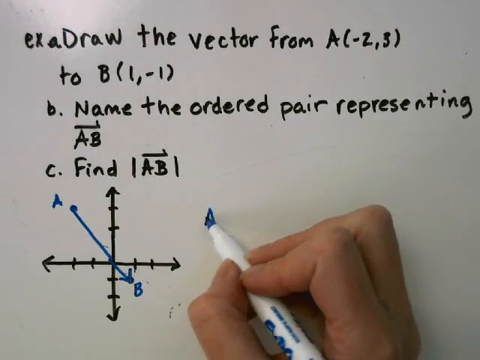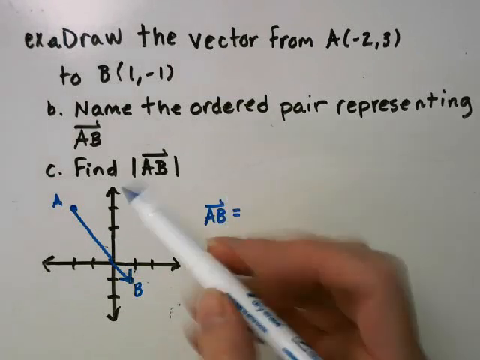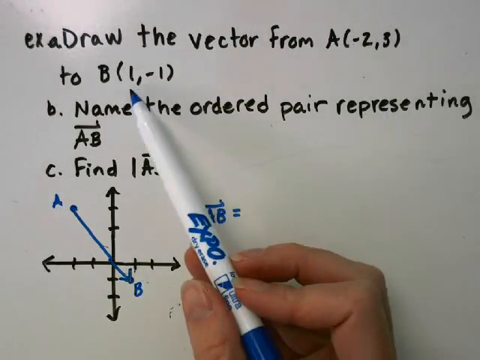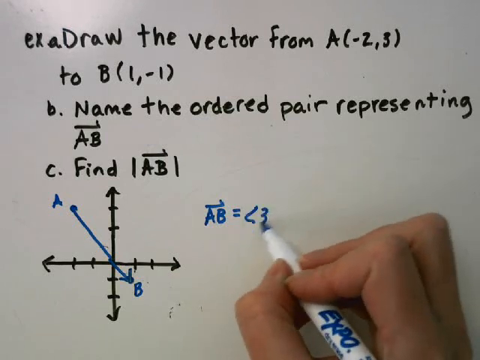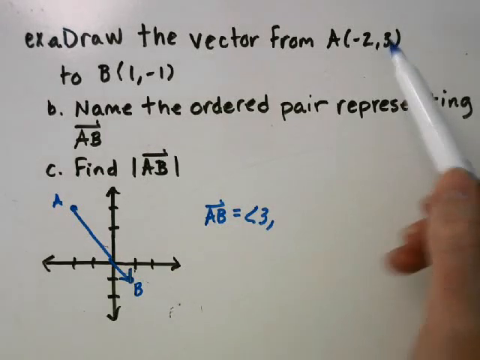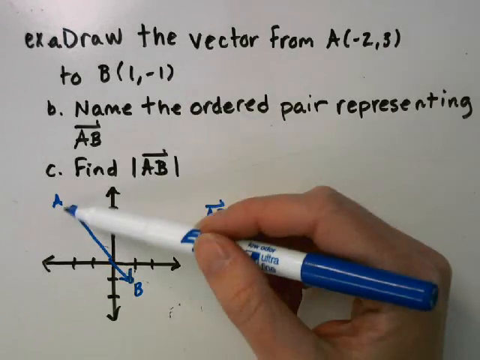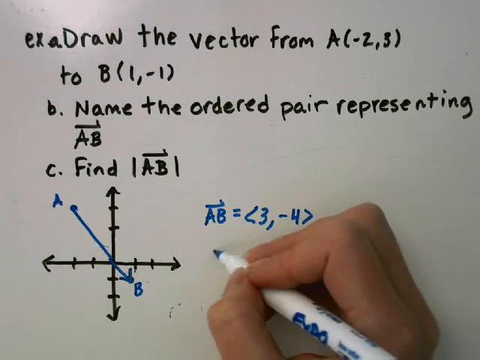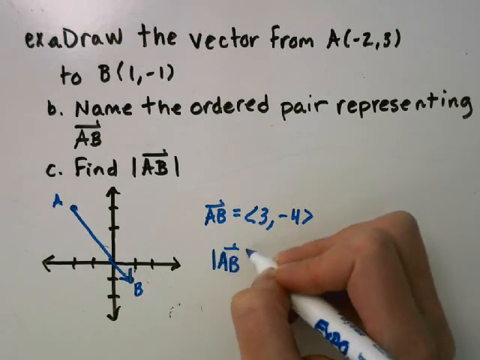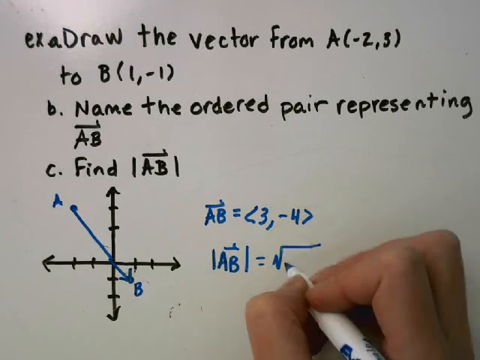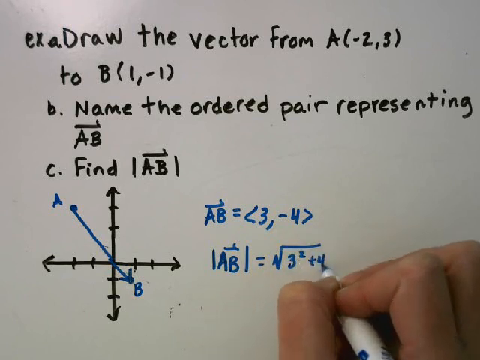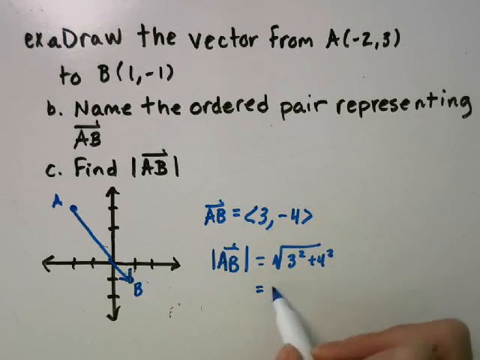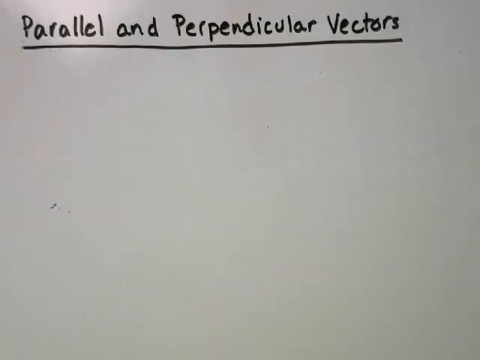The ordered pair. We're going from negative 2 to positive 1, so we're going 3 in the x direction. We're going from 3 to negative 1 in the y direction, which means we're going down 4. Then the magnitude will be the square root of 3 squared plus 4 squared, which is 9 plus 16, the square root of 25, which is 5.